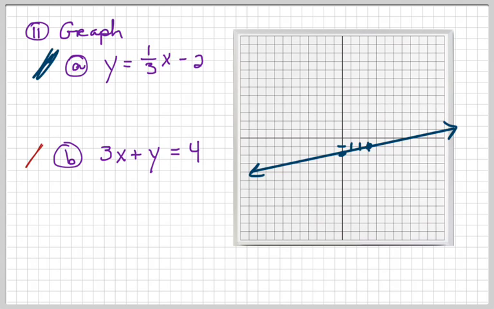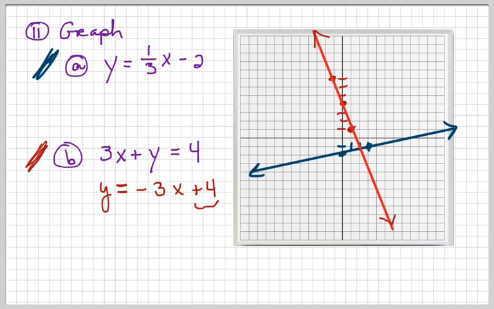We'll use red for this guy right here. First thing, get him in slope-intercept form. There we go. We gotta have that x term right behind the equal sign. So my slope is negative 3 and my y-intercept is 4. So I marked my y-intercept first. He's at 4 right there. And I go down 3 and over 1. So there's another point. You could also go up 3 and back 1. Either way, you're going to get the same result. And then I'll sketch that line in there. Looks something like that. So that is part B.